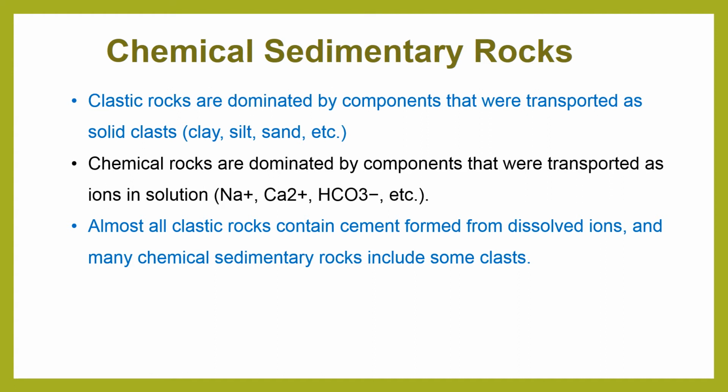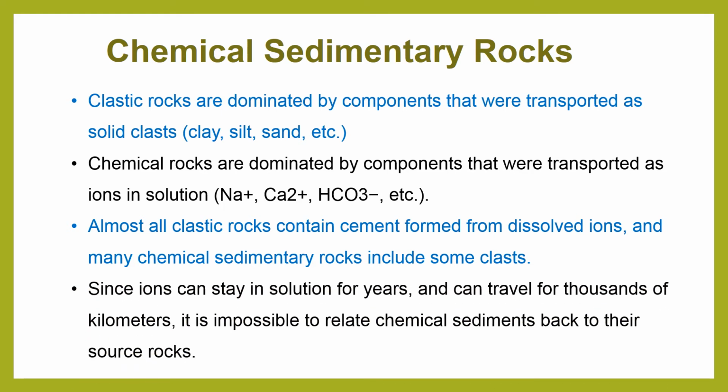And many chemical sedimentary rocks include some clasts. What does this mean? It means there is an overlap between these two types, the chemical sedimentary rocks and the clastic sedimentary rocks. Since ions can stay in solution for years and can also travel for thousands of kilometers, it's not easy for us to trace their source rock.